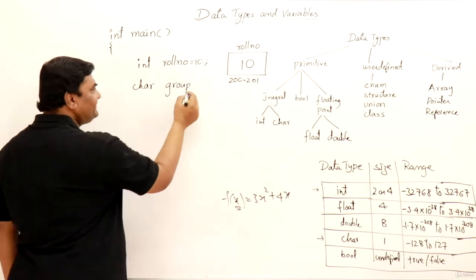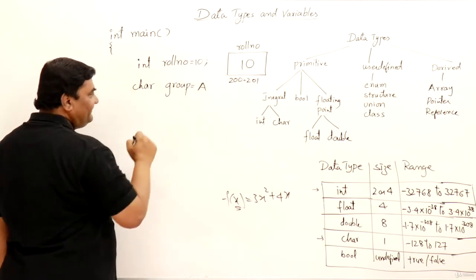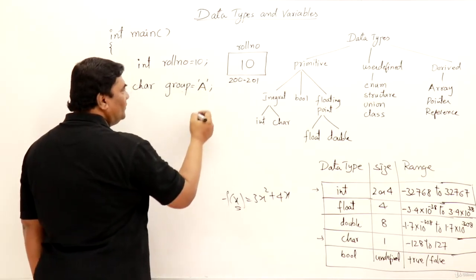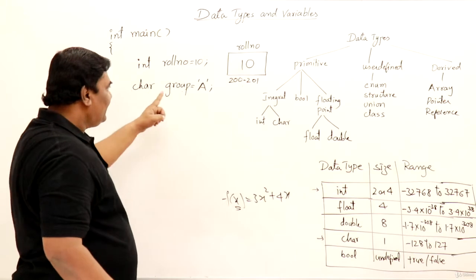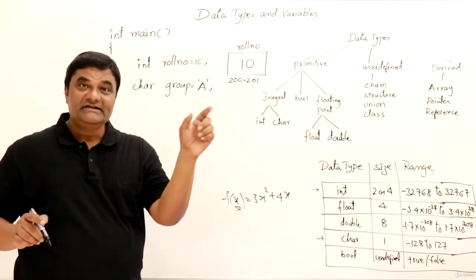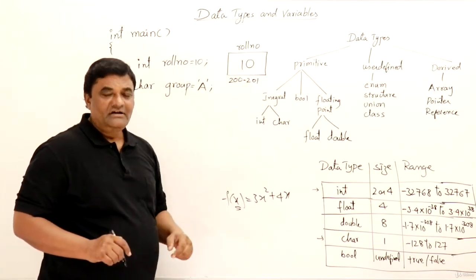And I want to initialize it. Okay, you can initialize A. Now one thing we learn here: you cannot write it simply like this. You have to give it in quotes. Every character type variable should be enclosed in single quotes. So this is the declaration and initialization.